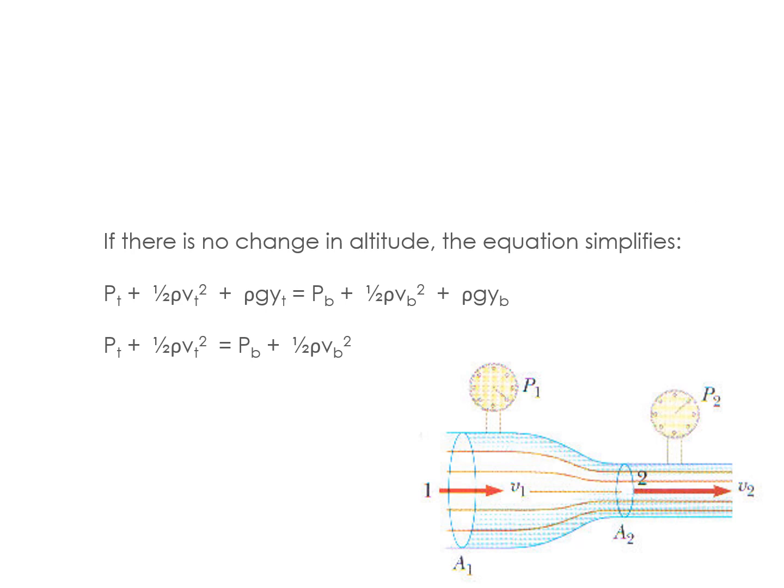Now, if there is no change in altitude, the equation simplifies. It gets shorter because now we can take out our height, our y's. That leaves us with P1 plus 1/2 rho v1 squared, which is equal to P2 plus 1/2 rho v2 squared. So it simplifies when we have no height.